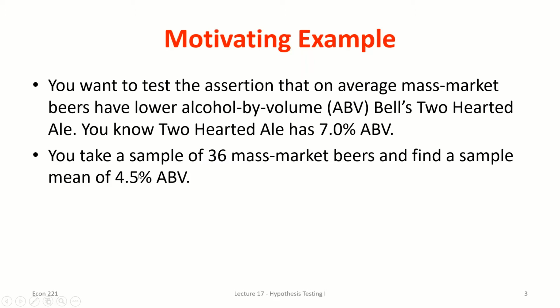Right? Because we only have a sample mean. So with this sample, can we say the true population mean is less than 7%? What are the steps in order to make sure we can say that with a certain level of confidence?